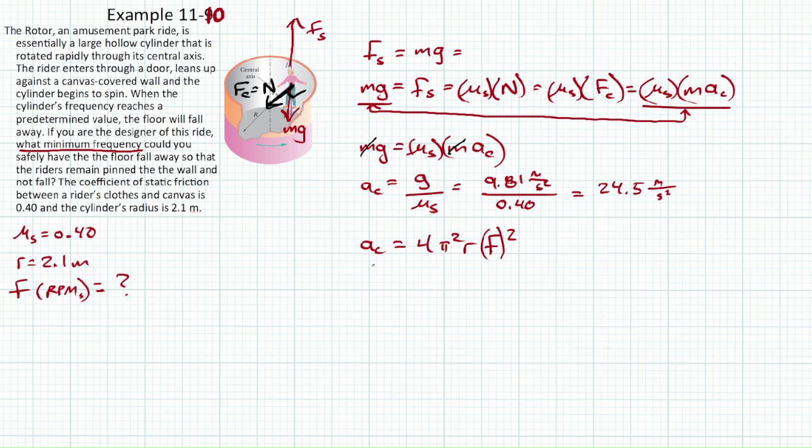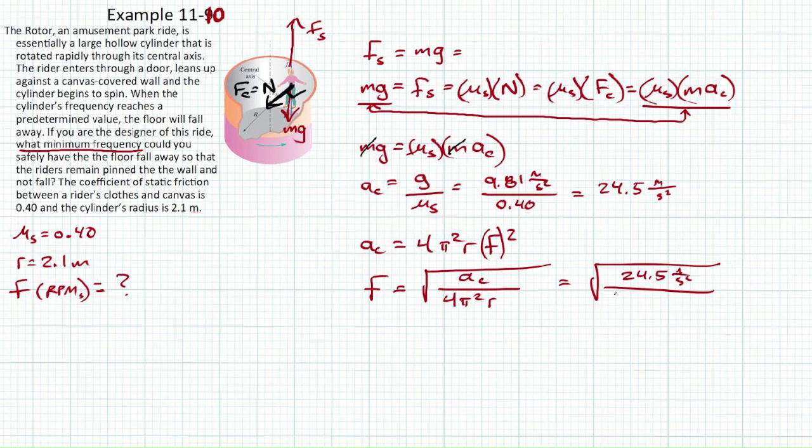So for frequency, you see the 4 and the pi and the r. We'll go down to the bottom. We divide. And then square root, so that should be centripetal acceleration divided by 4 pi squared times r, which equals 24.5 meters per second squared, that's our centripetal acceleration, divided by 4 pi squared, times the radius of 2.1 meters.